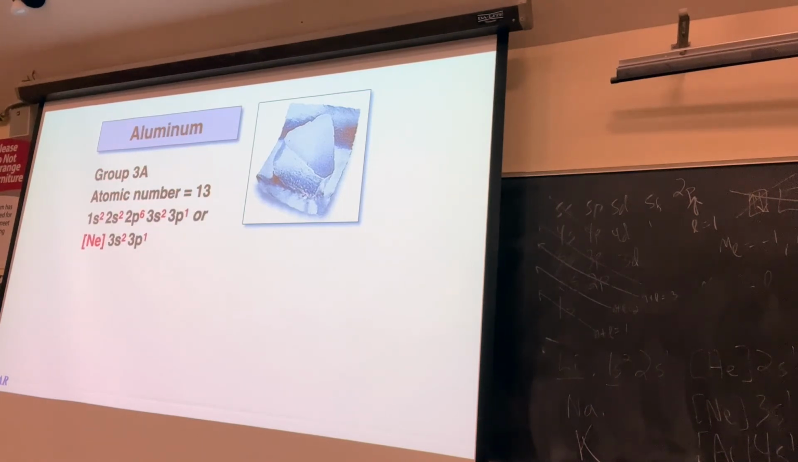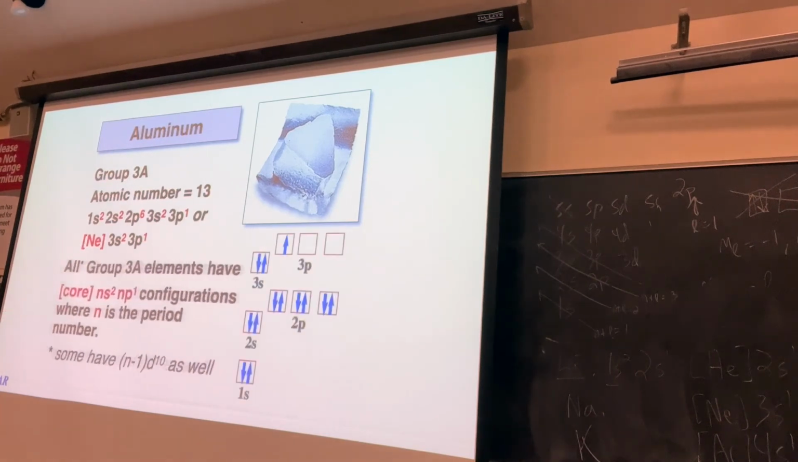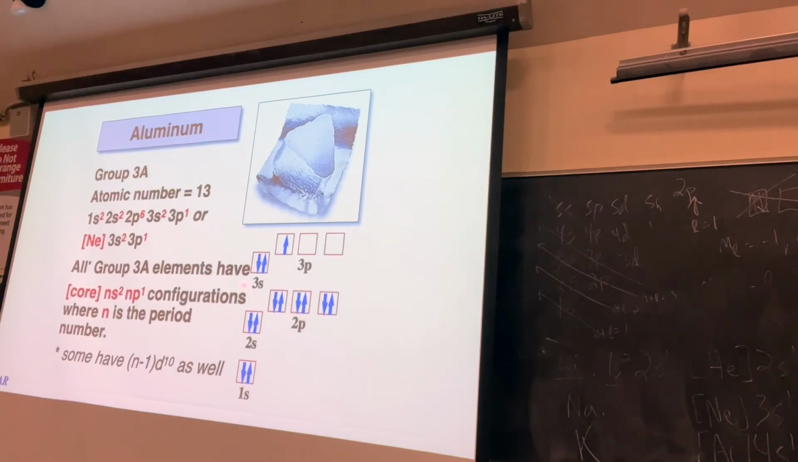So the whole configuration, 1s2, 2s2, 2p6, 3s2, 3p1, takes a lot of syllables and a lot of oxygen. 1s2, 2s2, 2p6 is just neon. So aluminum can also be written as neon 3s2, 3p1. All of the group 3As, with a small exception down here, will have some kind of core ns2, np1. Some of them are going to have a few d electrons. We'll talk about that in a little bit.